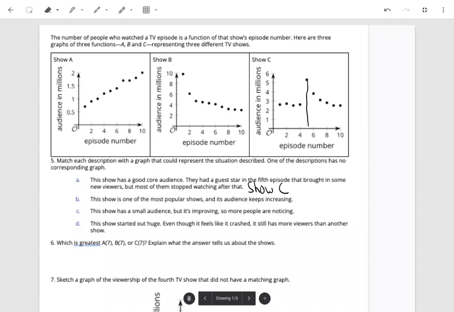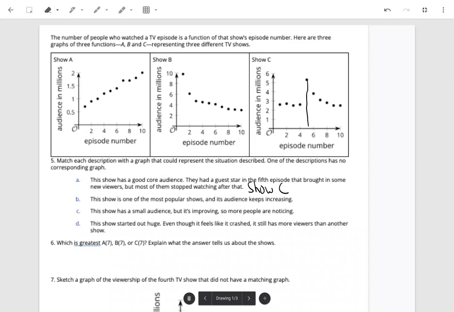Okay, that could explain the guest star, and then it dropped after that. So A matches up with show C. Right? B, this show is one of the most popular shows, and its audience keeps increasing.